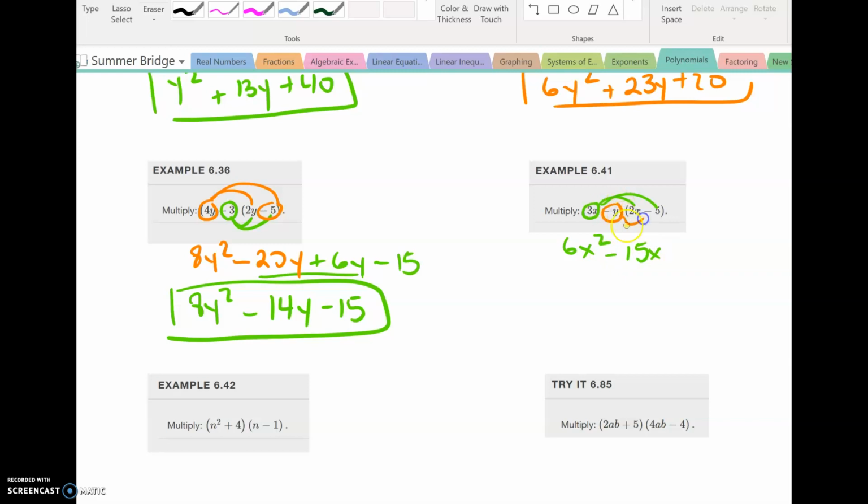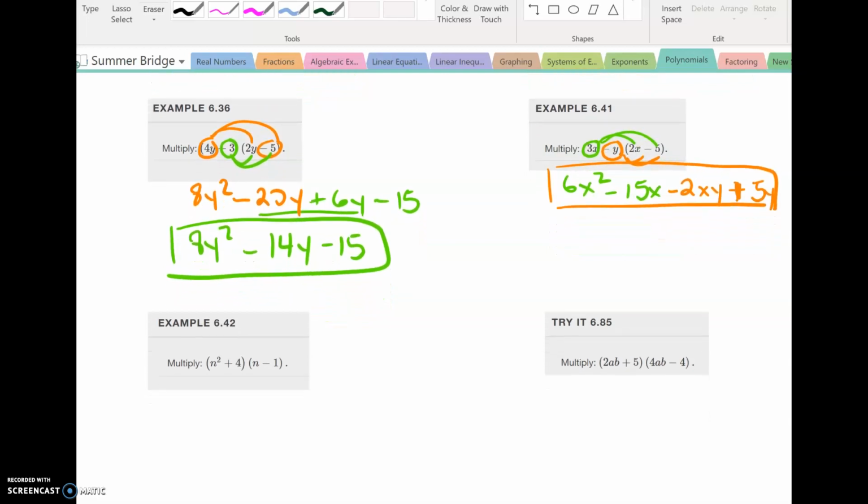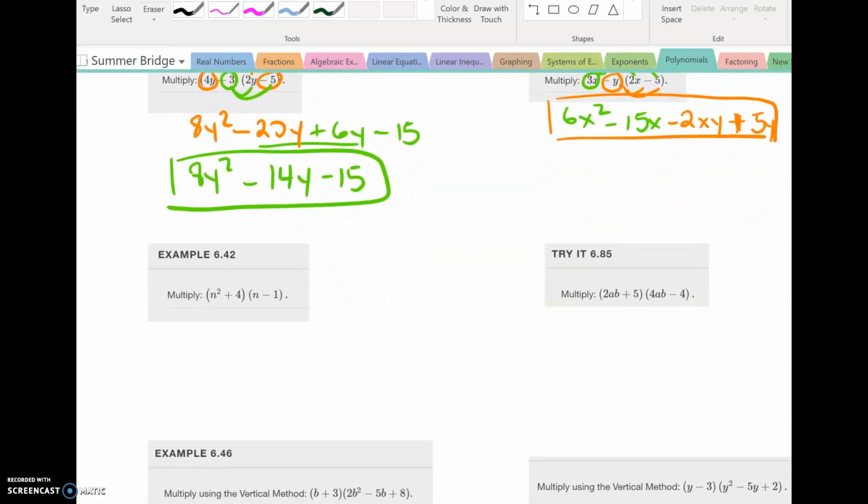Negative y, and we're going to multiply by everything in the second parentheses. So negative y times 2x is going to be negative 2xy. Negative y times a negative 5 now becomes a positive 5y. Now, can I combine anything here? The answer is no. So this is my simplified answer. I cannot simplify it any further. Okay?